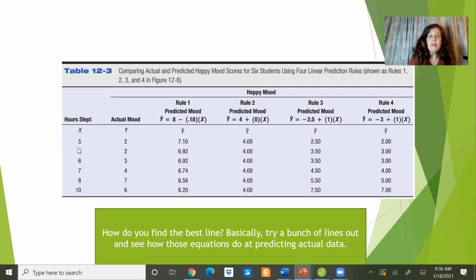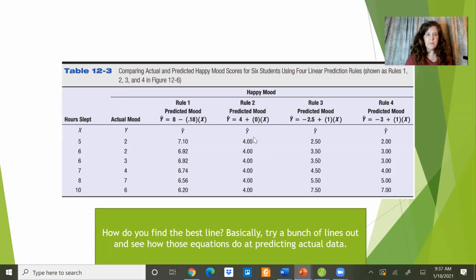So if I take 5, and if I input it in X here, multiply it by 0.18, and then take 8 minus that value, remember, I would get a Y value of 7.1. Remember, that's the garbage line. The actual mood was 2. The predicted mood was 7.1. That's a terrible prediction. That's bad news.